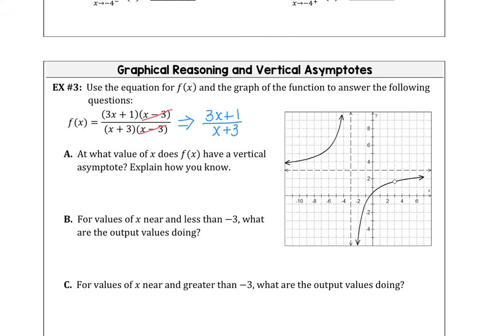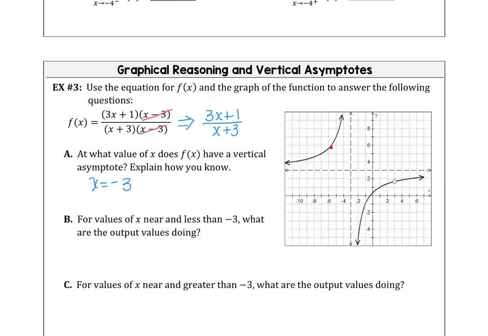In part A, what value has a vertical asymptote? That's at x equals -3. And how do we know? That's the 0 of the denominator. And for values of x near or less than -3, what are the outputs doing? So let's think about that. Near or less than -3, that's over here.